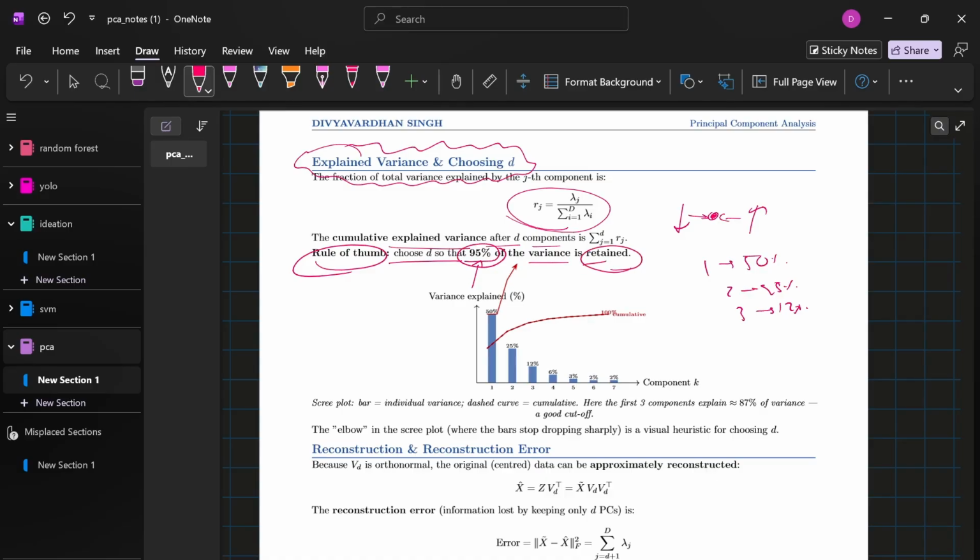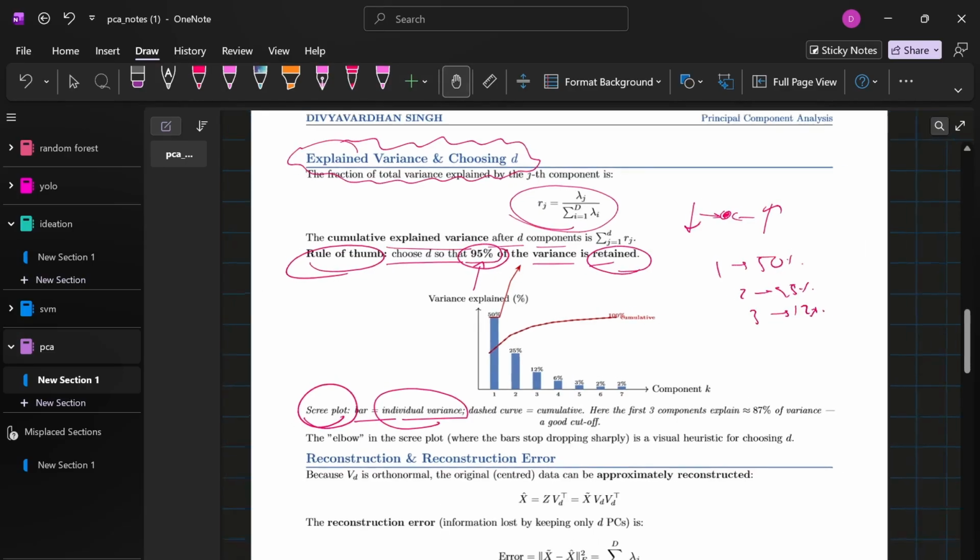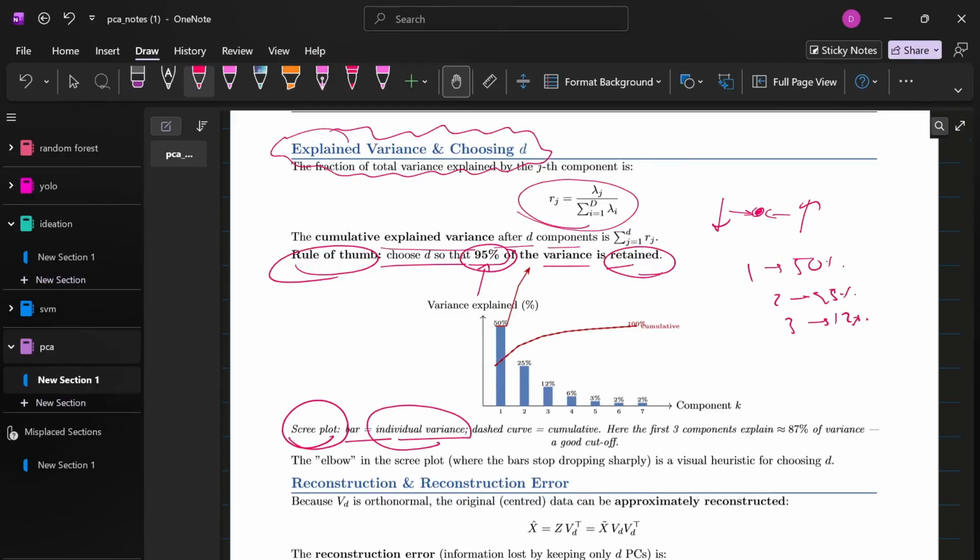Okay. Now, do you know how you can visualize this? You can visualize this using a scree plot. It's just a bar chart where each bar showcases how much variance one component explains, and there is a curve showing the cumulative total. Okay, you look for an elbow, the point where the bars stop dropping sharply, and the elbow point is usually the cutoff or threshold point here. Okay, for example, in our data, the first three components together explain about 87% of the variance.